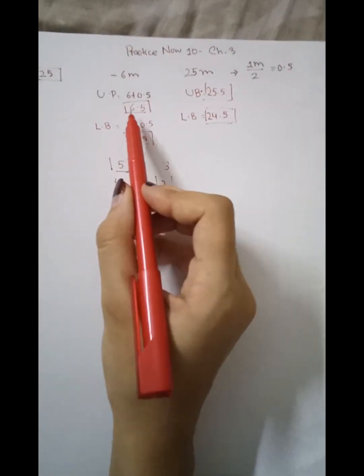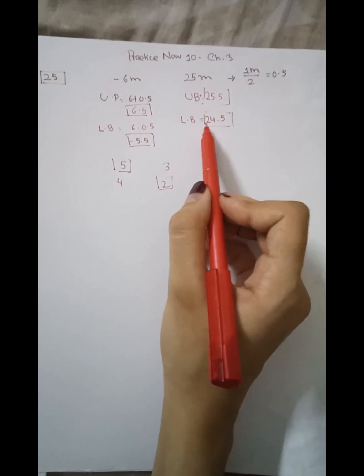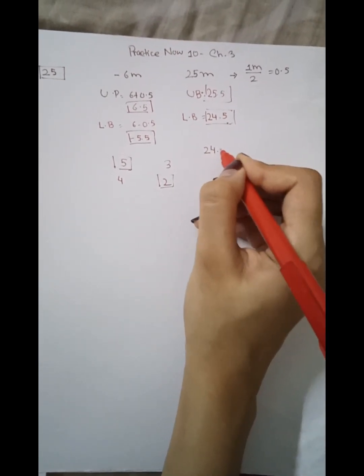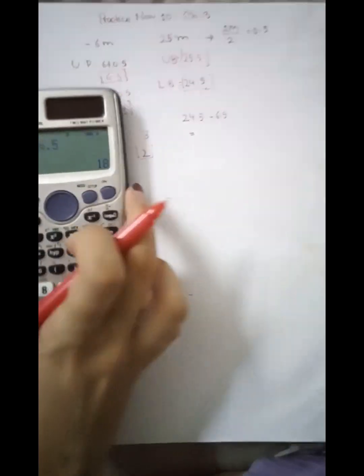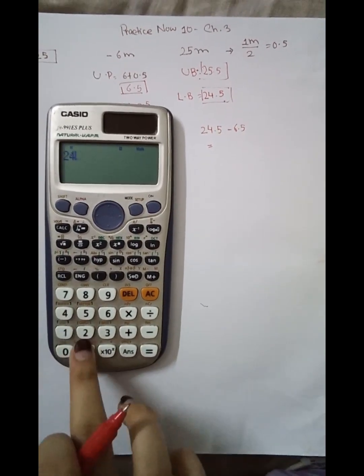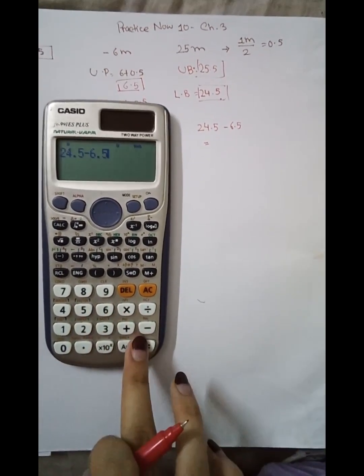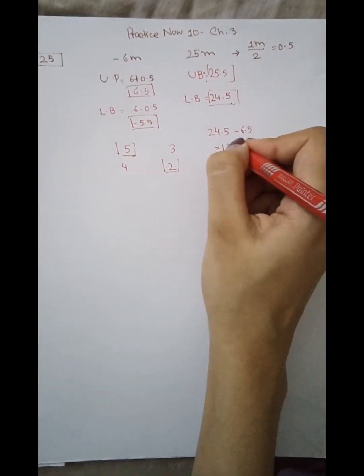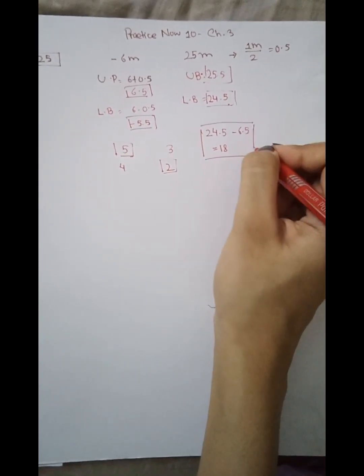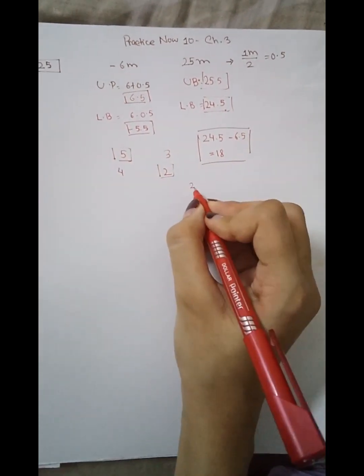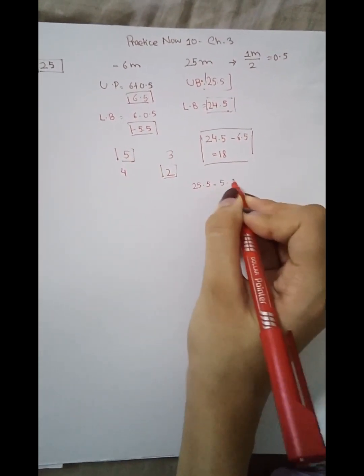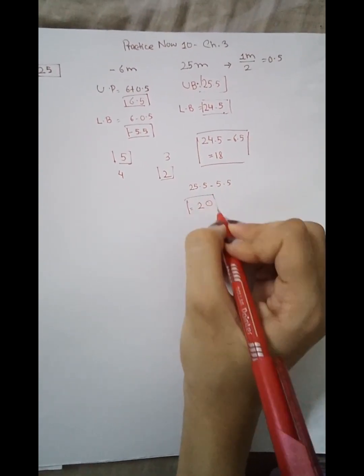Similarly, the biggest value I can see here is 24.5 and the least value is 6.5. So if I do 24.5 minus 6.5, I get 18. Now 18 is the minimum value. Reason being, I have 25.5 and 5.5, which are the extreme values. So if I do 25.5 minus 5.5, I'll get 20. So 20 is the maximum value because you're subtracting the least value from the biggest value.